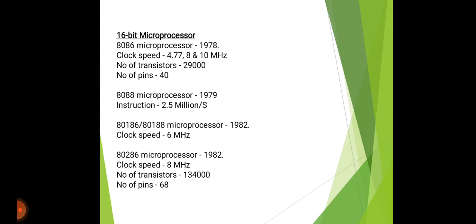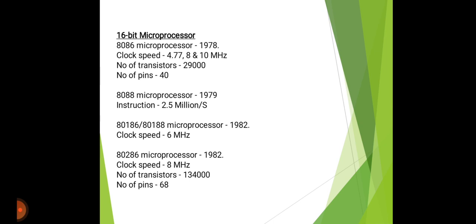Now third type of microprocessor is 16-bit microprocessor. The 8086 microprocessor was invented in the year 1978. The clock speed of this microprocessor is 4.77, 8 and 10 megahertz. The number of transistors used is 29,000, the instructions per second is 2.5 million, and the number of pins for this microprocessor is 40 pins.